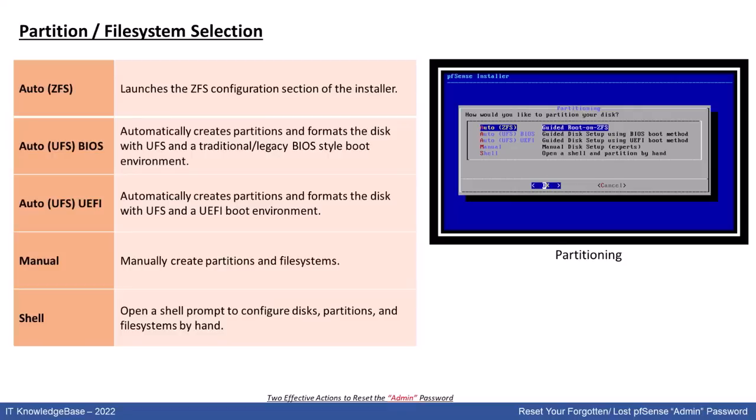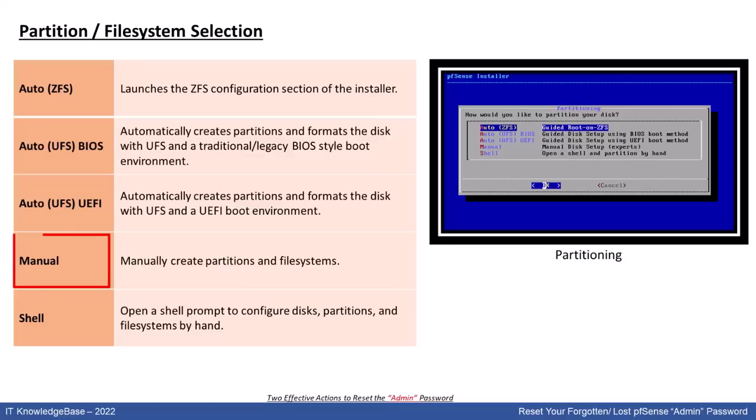During the pfSense installation, you may see the partitioning options of your disk. Auto ZFS launches the ZFS configuration section of the installer. Auto UFS with BIOS option automatically creates partitions and formats the disk with UFS and a traditional legacy BIOS style boot environment. Auto UFS UEFI support automatically creates partitions and formats the disk with UFS and a UEFI boot environment.